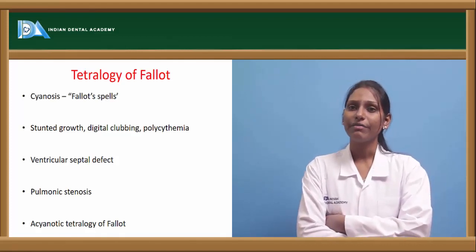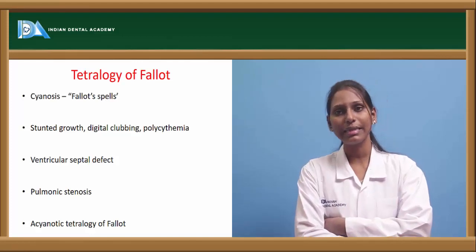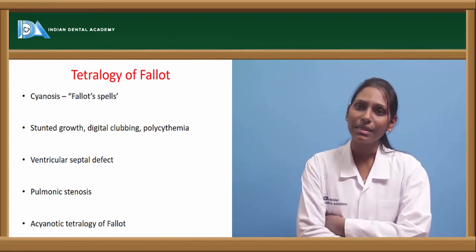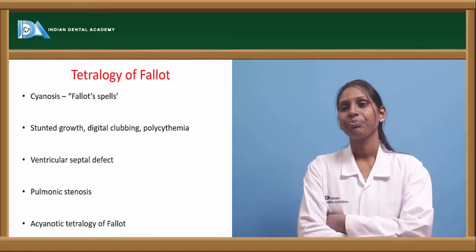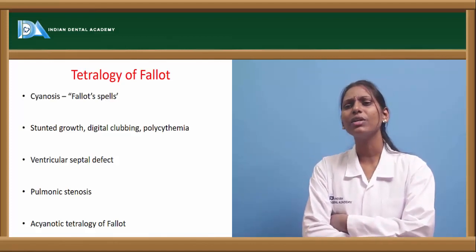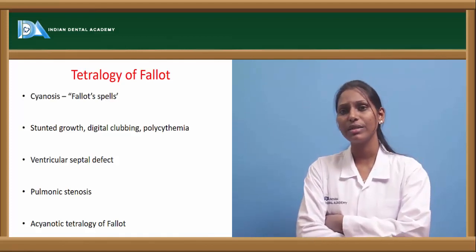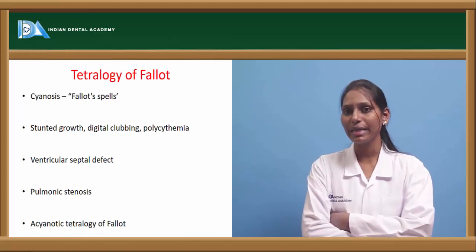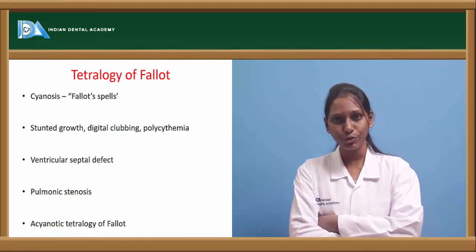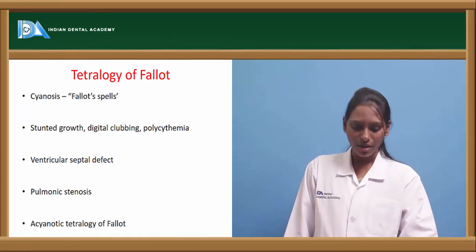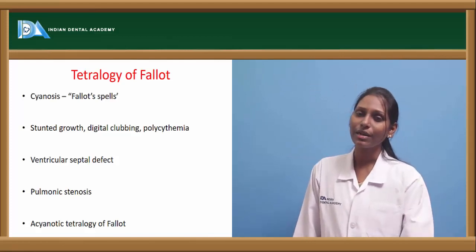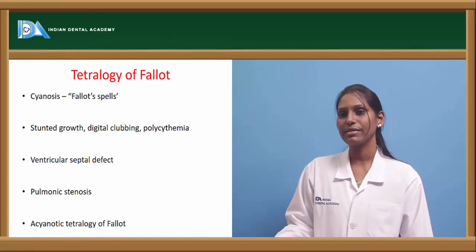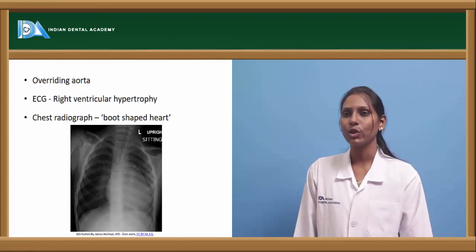Other clinical manifestations in this condition include stunted growth, digital clubbing, and polycythemia. Ventricular septal defect is also seen in this condition. We have pulmonary stenosis, and something called acyanotic tetralogy of Fallot is seen. Here, tetralogy of Fallot is present, but patients are usually acyanotic. This is most commonly seen in newborn kids or in patients with mild right ventricular outflow obstruction.